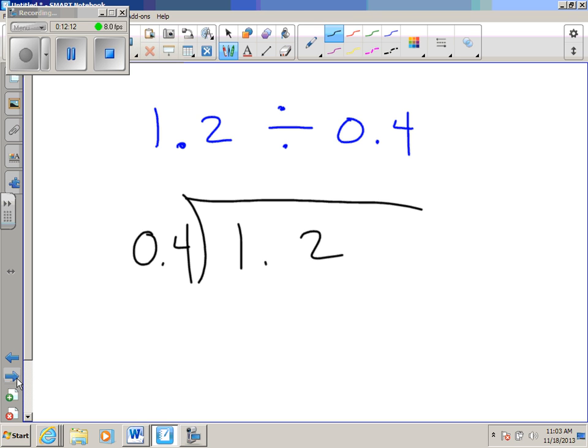If we account for the decimal first, we must make sure that what's on the outside is a whole number. Is 0.4 a whole number? How am I going to make it a whole number? I can just move the decimal. If I move it one place, that 0.4 now became just a 4. So what gets done on the outside must also get done on the inside. If I moved it one place to the right on the outside, I'm going to move it one place to the right on the inside, and I'm going to bring it right up top.